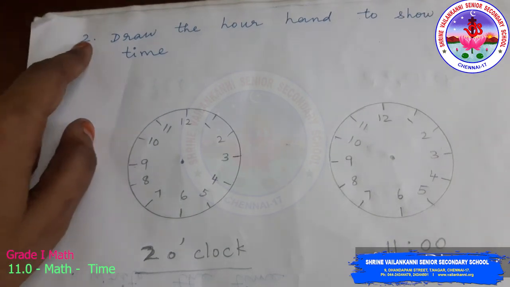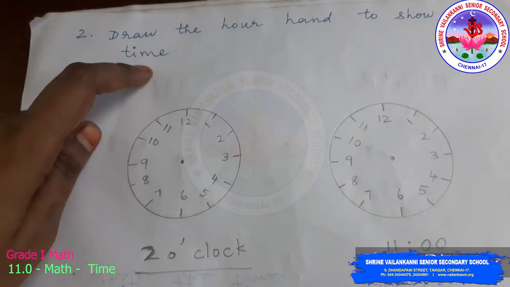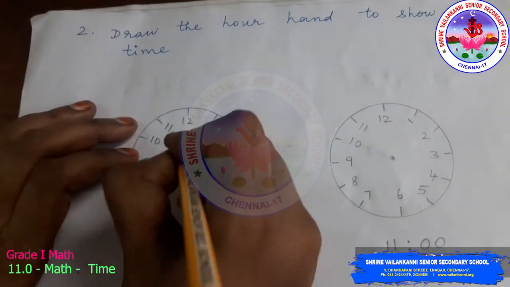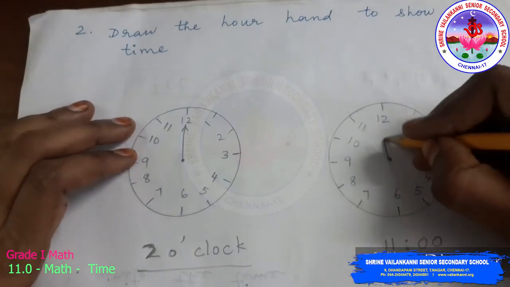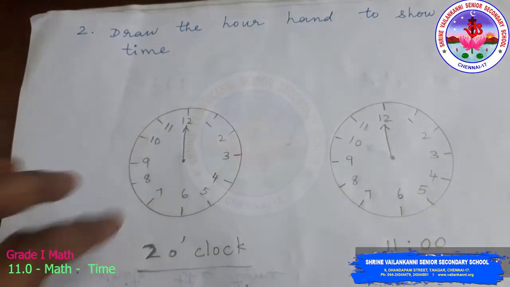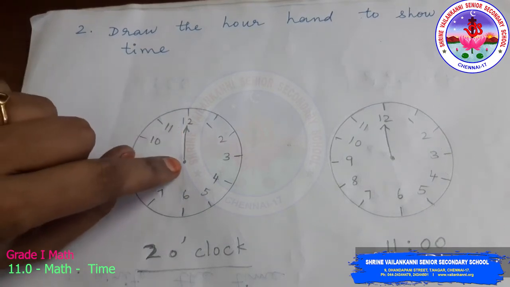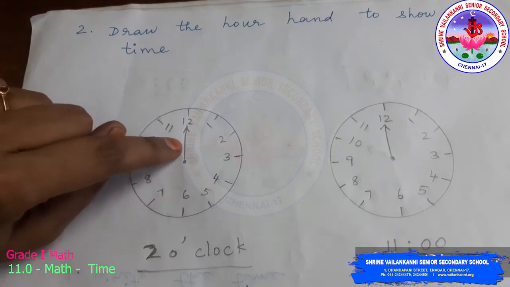Okay, now second one is draw the hour hand to show the time. Okay, only the hour hand. The minute hand is already drawn. Okay, only the hour hand you have to draw. This is the minute hand. You have to draw the hour hand. Short hand is the hour hand. The long hand is the minute hand.